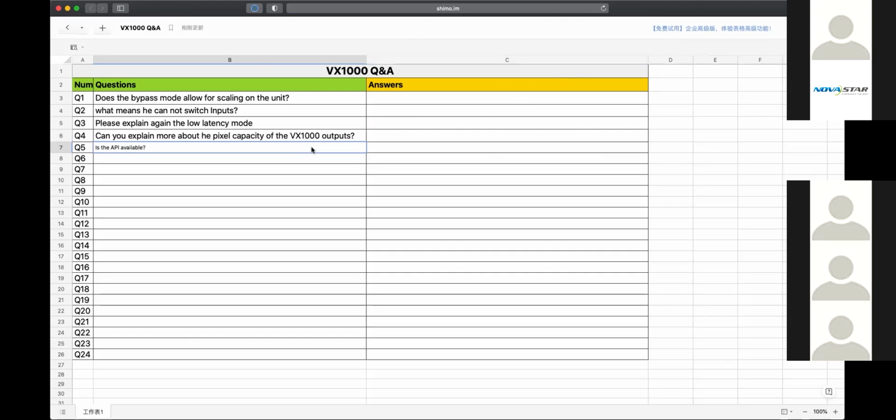Next question, is the API available? Currently it's not, but we already asked the RD team to provide the protocols or control commands for the VX1000. I think it will be ready in 2 weeks. Because we already asked the RD team to provide this part, and they are preparing this right now. So it could be available in 2 weeks.